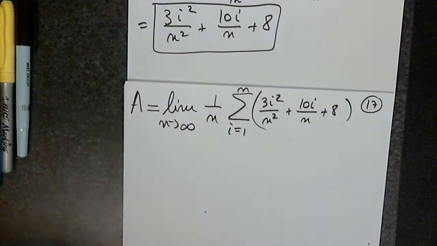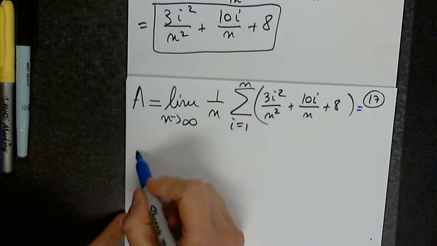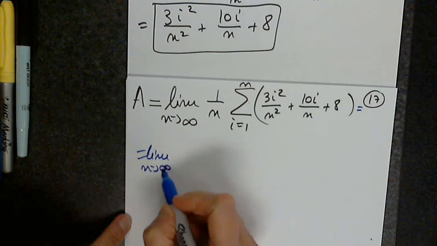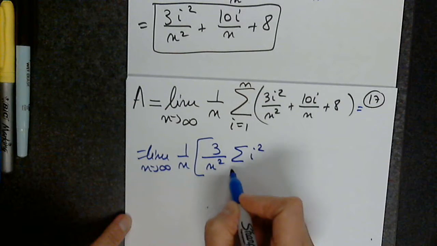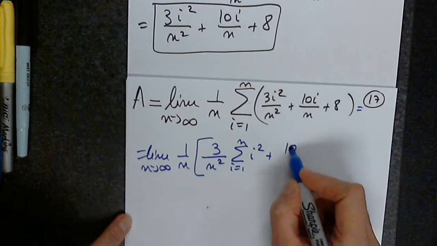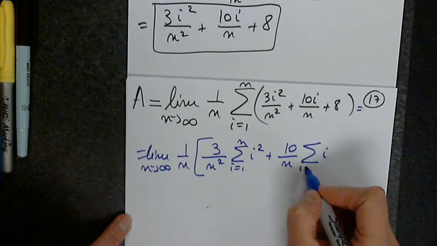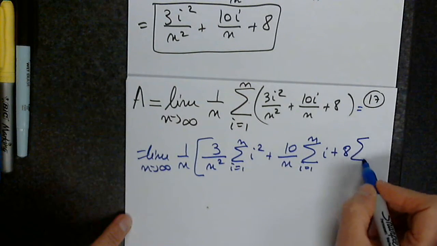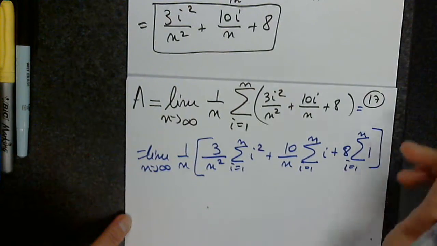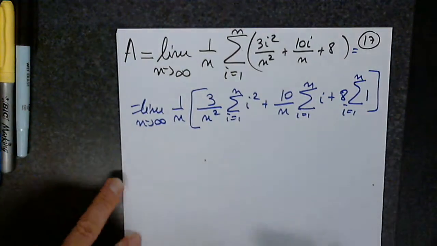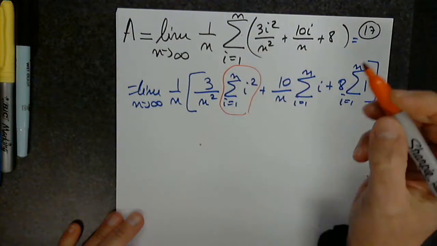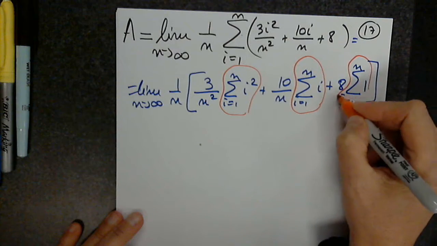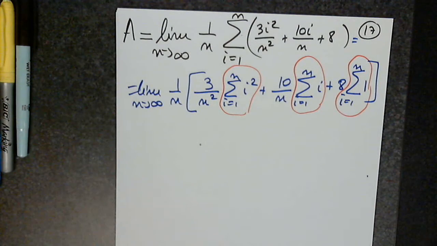Pulling out the constant. Yes. Perfect. So then limit as n approaches infinity from 1 over n, 3 over n squared, the sum of I squared, plus 10 over n, the sum of I, plus 8, sum of 1. But I know, yes. And now we plug in for the I squared. Exactly. Now I have to replace this, I have to replace this, and I have to replace this. And from this point on is only algebra.